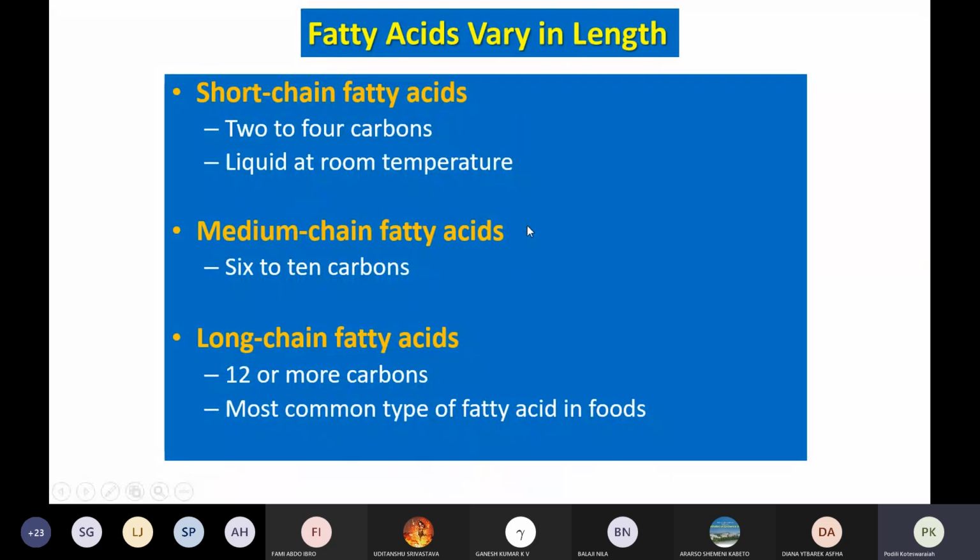And in the human body, more than 100 fatty acids have been identified in various species, but all these fatty acids differ in their length and also the double bonds. And most of these fatty acids have the pKa around 4.5 to 5. And based on the chain length, these fatty acids are classified into short chain, medium chain, and the long chain fatty acids.